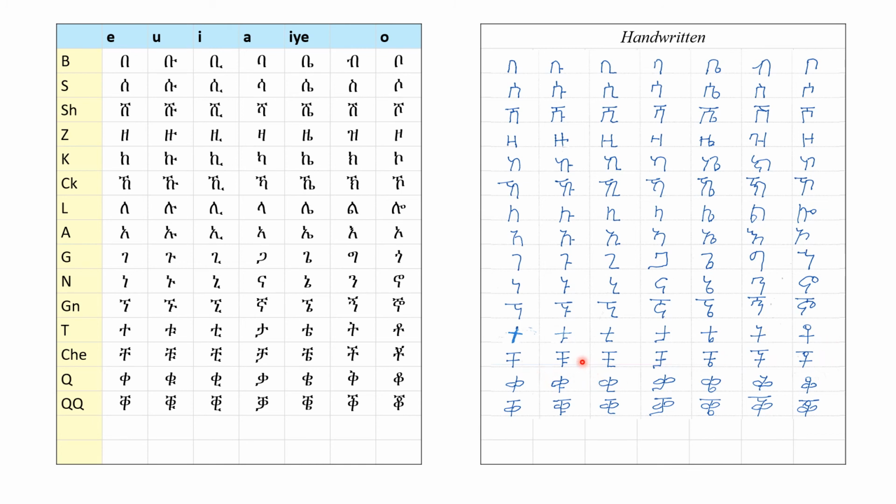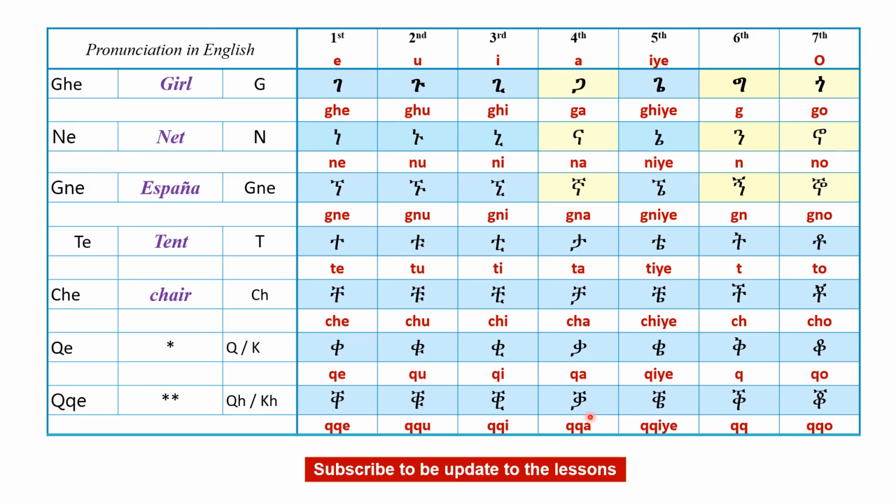Che, chu, chi, cha, chie, chi, cho. Ke, ku, ki, ka, kie, ke, ko. Here the one-leg letters Ge, Ne, Nye, Te, Che, Ke, Ke.